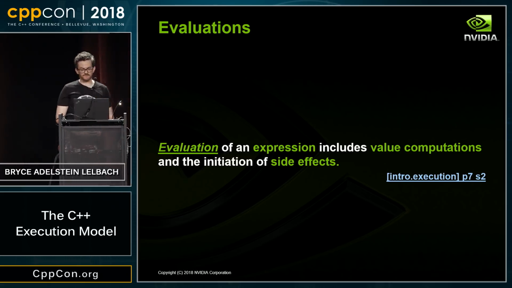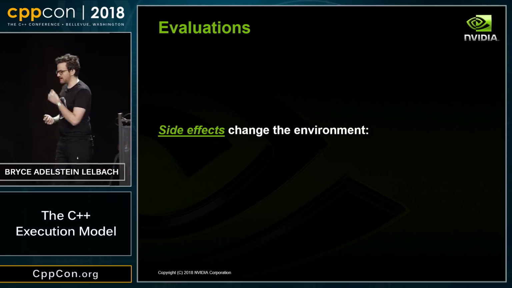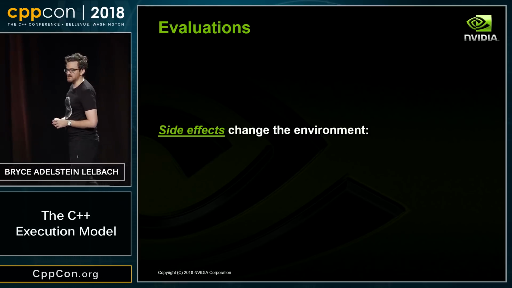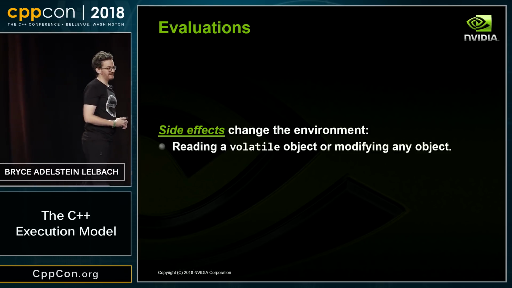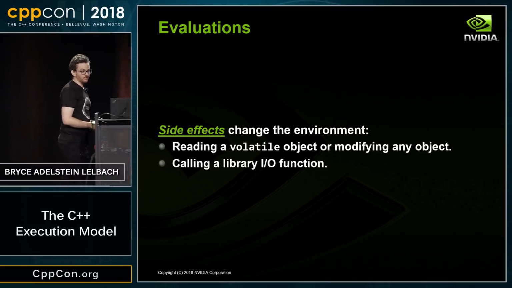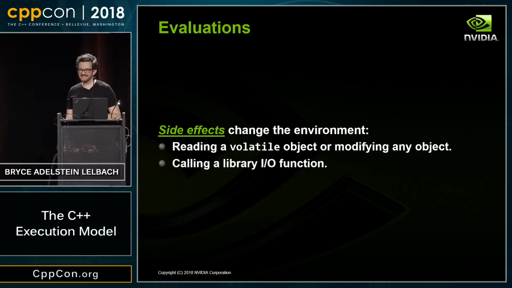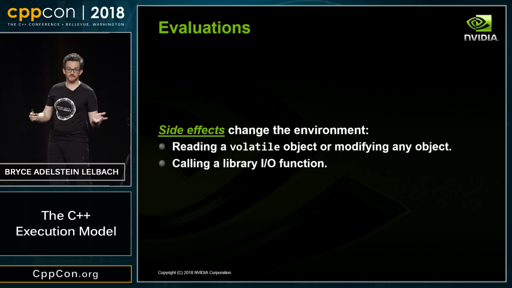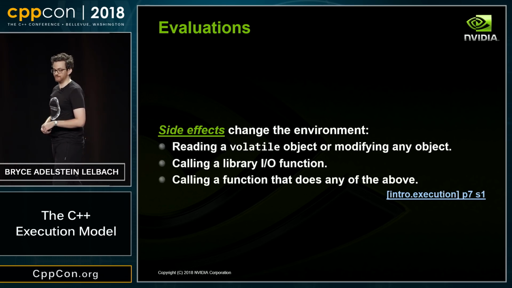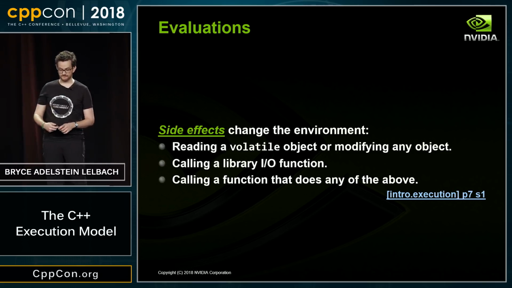So the evaluation of an expression consists of evaluating two separate parts of the expression: value computations and the initiation of its side effects. So let's talk about the side effects first. Side effects are things that change the execution environment. So reading a volatile object or modifying any object. Calling a library IO function, which is kind of a nebulous term in the spec, but it sort of means what you would think. And calling a function that does any of the above.